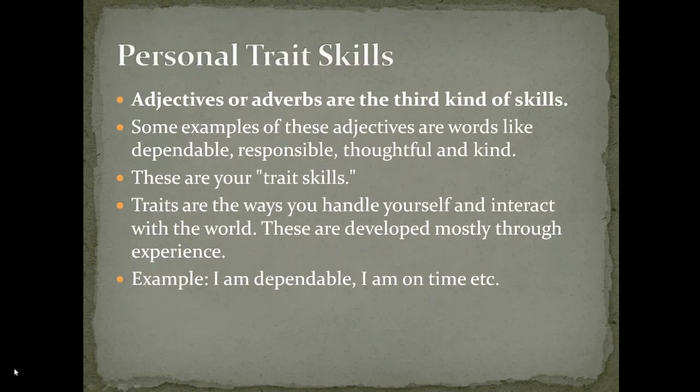Then comes personal trait skills. Adjectives or adverbs are the third kind of skills. Some examples of these adjectives are words like dependable, responsible, thoughtful, and kind. These are your trait skills. You can see a relatively large number of examples are basically our moral values and ethics and the kind of abstract nouns that we always encounter in our everyday life. Traits are the ways you handle yourself and interact with the world. These are developed mostly through experience. Example, I am dependable, I am on time.